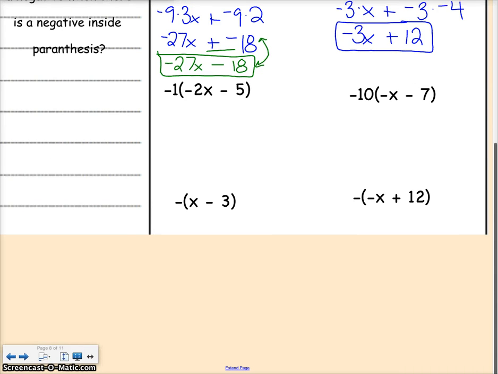Okay, next one. I need a plus a negative 5 because there was a minus sign inside the parenthesis. Distribute. This is negative 1 times negative 2x plus negative 1 times negative 5. And then multiply. Negative 1 and negative 2 is a positive 2x plus negative 1 times negative 5 is a positive 5. And that's our final answer.